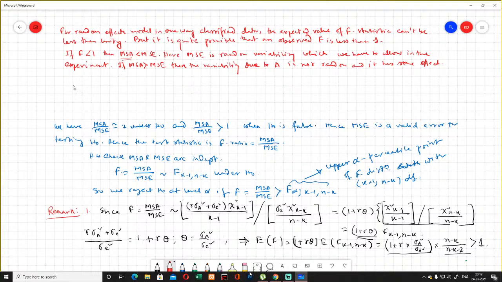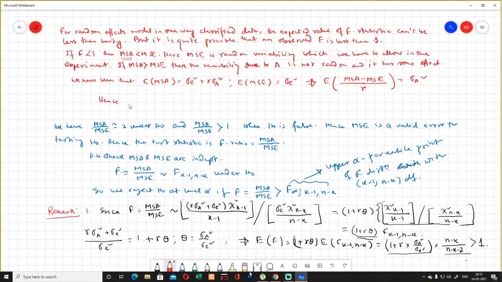So we have seen that expectation of MSA is equal to sigma E square plus R into sigma A square, and expectation of MSE is sigma E square. So this implies expectation of (MSA minus MSE) by R is sigma A square. So hence sigma E square hat is equal to MSE and sigma A square hat is equal to (MSA minus MSE) by R. You should note this point.